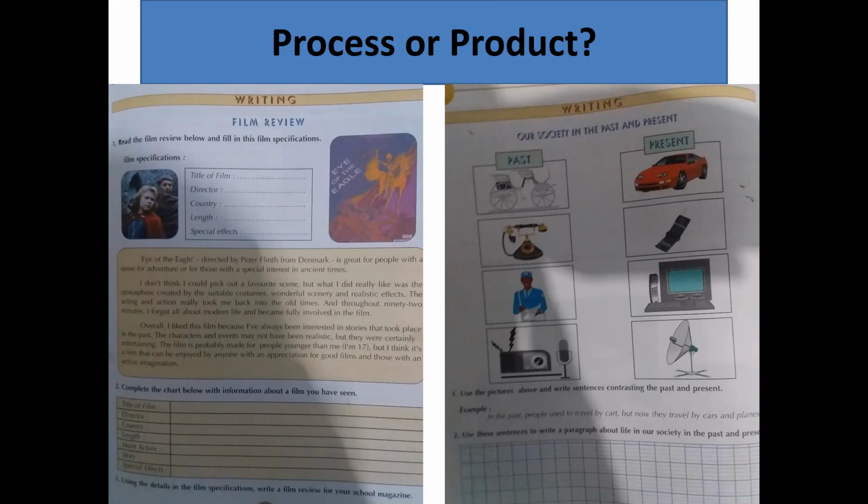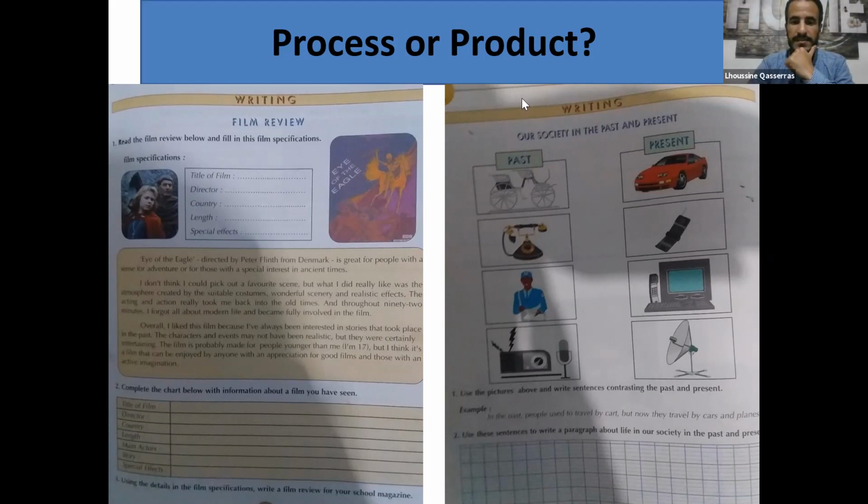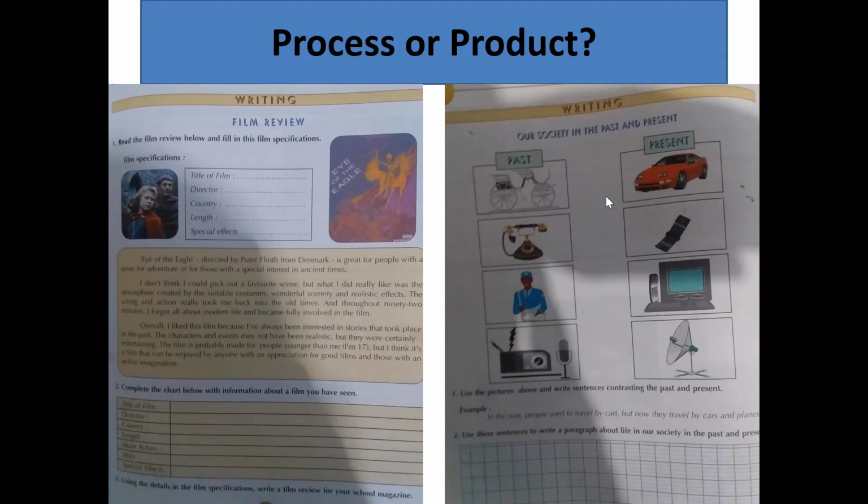Can I answer, sir? Yes, please. The first one is a product, and the second one is a process. Maybe. Thank you. You agree with Saida? Yes, sir. The film review is the product, and then the second one is the process.